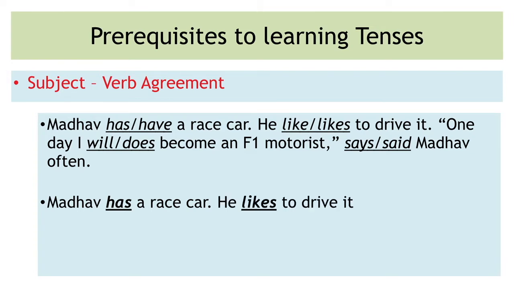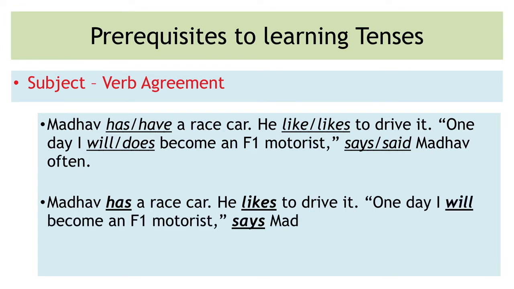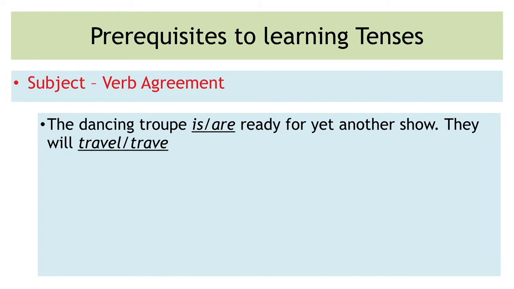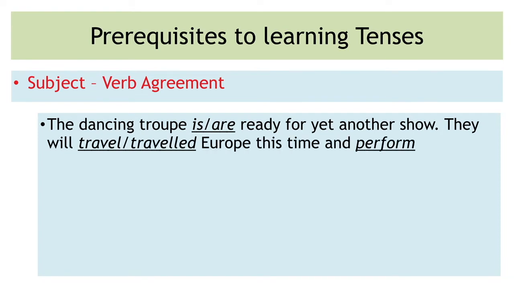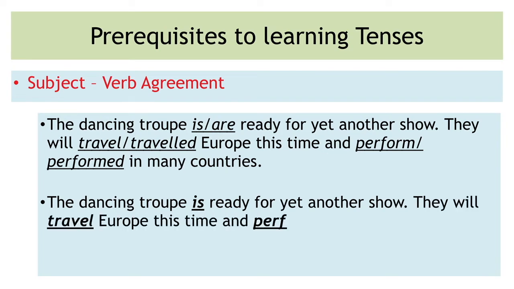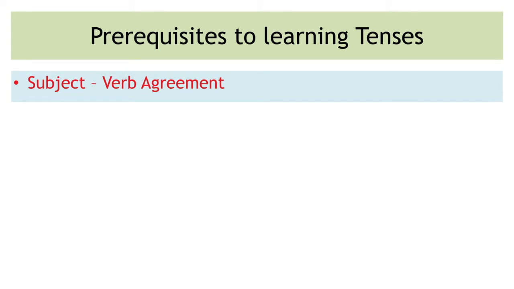Likewise, he likes to drive it. One day I will become an F1 motorist, says Madhav often. The dancing troupe is ready for yet another show. They will travel Europe this time and perform in many countries. The dancing troupe. Troupe is the collective noun of this group, dancing group, and therefore the verb is singular. They will travel. Since it's a future action, we need to use the present tense here and perform in many countries. Let's read some more examples.